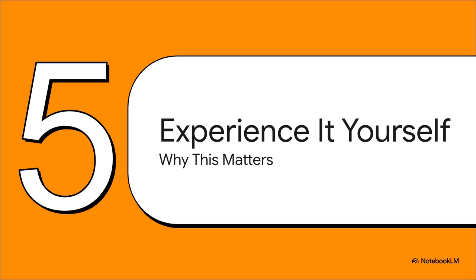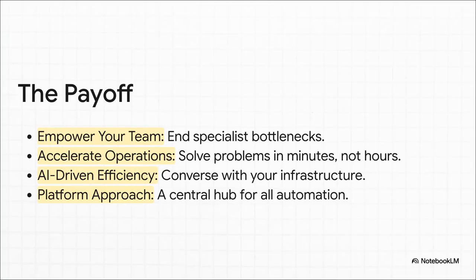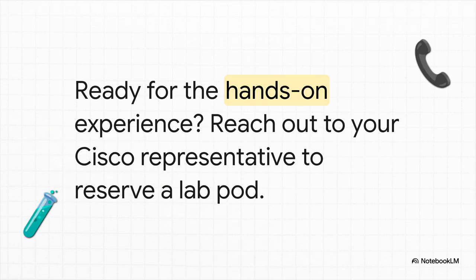So let's just take a step back for a second. When you put all of these pieces together, what does it all really mean? Well, it's not an exaggeration to say it's a revolution in how we manage our most critical infrastructure. So what's the big payoff? Well, you empower your entire IT team, not just the scripting gurus. That means you can solve problems in minutes instead of hours, which just dramatically accelerates everything. You get this amazing AI-driven efficiency just by talking to your network. And it all comes together as a true platform, a central spot to manage systems from Cisco, Catalyst, IC, even third-party tools.